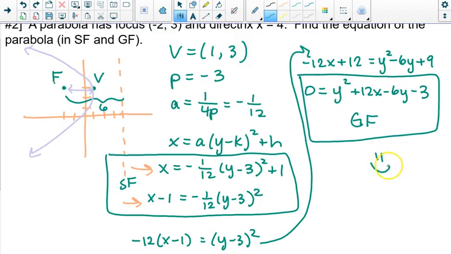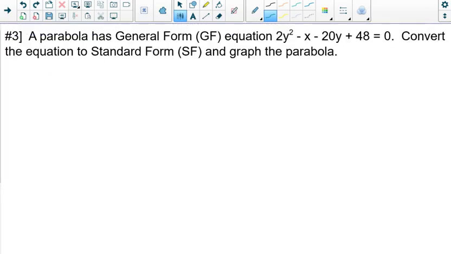Okay, let's take a look at the next one. Number 3. A parabola has general form equation 2y squared minus x minus 20y plus 48 equals 0. Convert the equation to standard form and graph the parabola. Okay, so we're going to have to do some completing the square. So let me put my -x term first, and then the 2y squared, and then the minus 20y. And I'm going to subtract 48 from both sides.